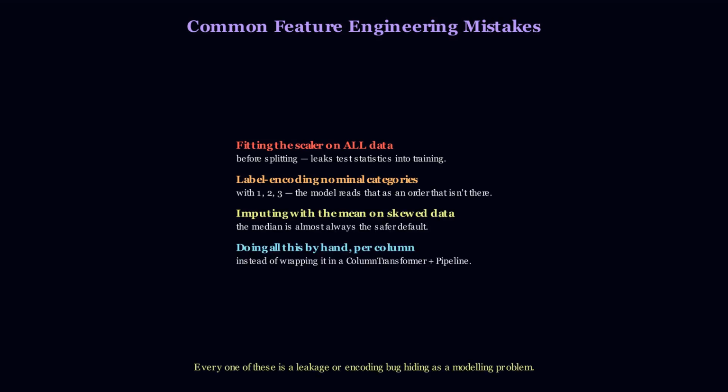Fitting your scaler on all the data before splitting, that leaks test statistics in. Label encoding nominal categories with 1, 2, 3, fake order. Imputing with the mean on skewed data, the median is almost always safer. Doing all this by hand instead of a column transformer and pipeline. Every one of these is a leakage or encoding bug hiding as a model problem.